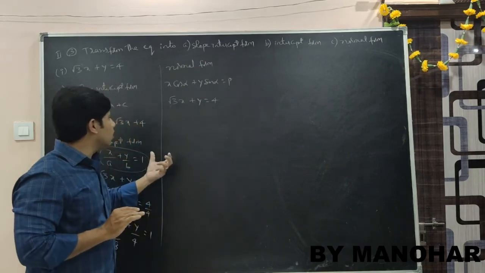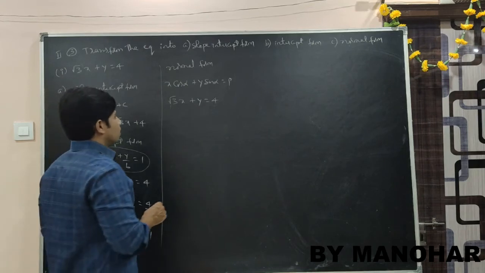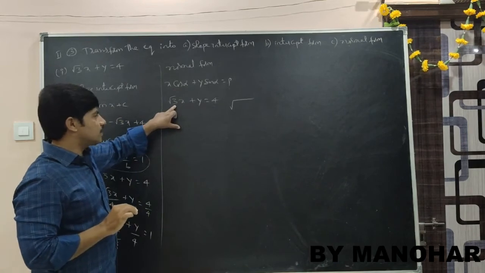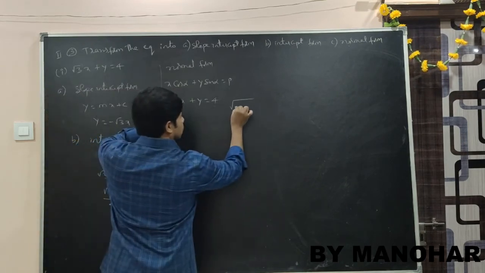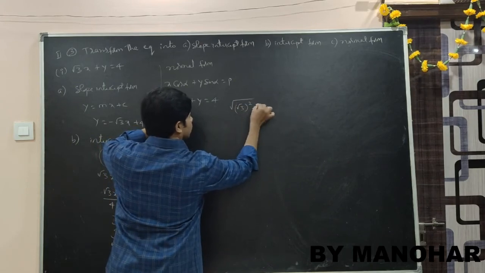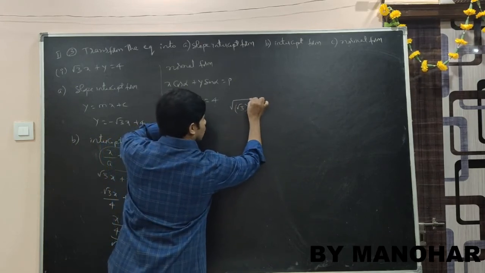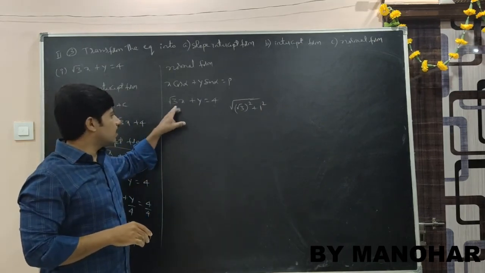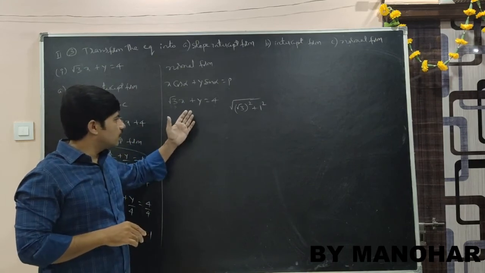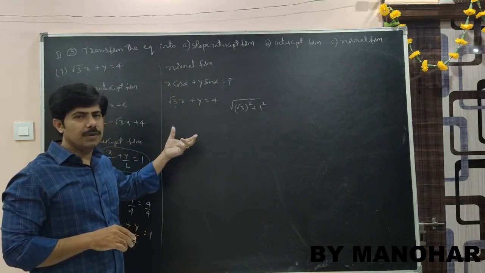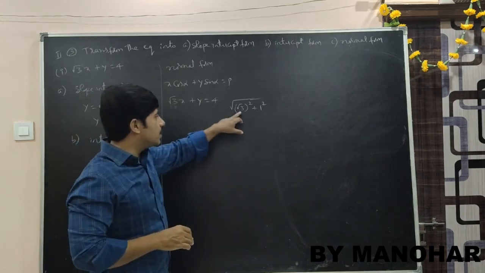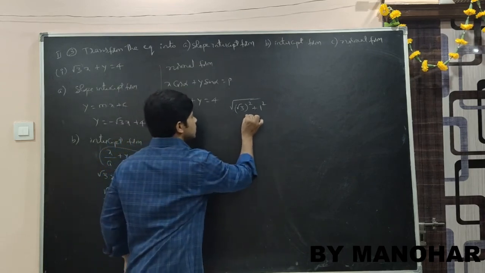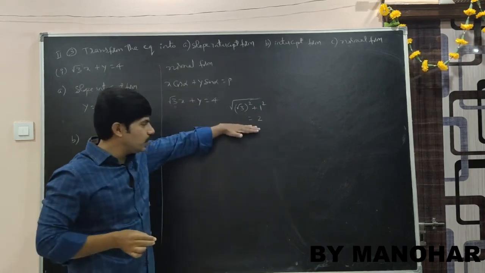In order to do this in normal form, the first step is, under root you write, okay. Now what is the coefficient of x? Root 3. Square it. Root 3 square plus coefficient of y is 1, so square it. So in normal form, under root, you square the coefficient of x and square the coefficient of y, add them, and find the value by taking its root. So root 3 whole square is 3, 1 square is 1, 3 plus 1 is 4, square root of 4 is 2. So the value we got is 2.